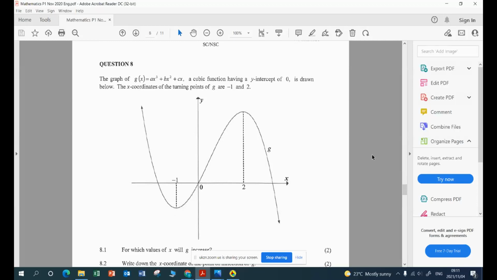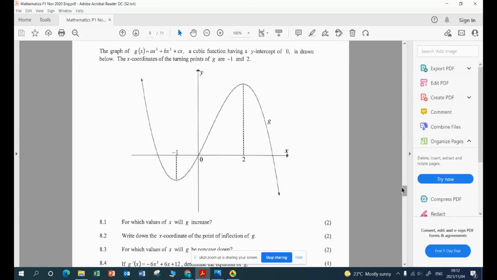Now, if you look at the graph, it passes through the origin. The origin is a y-intercept 0, or the origin is at point 0, 0. We also notice that at x equal to 2, there's a stationary point which is a maximum. And at x equal to -1, there's also a stationary point which is a minimum. Let's try and answer a few questions there.